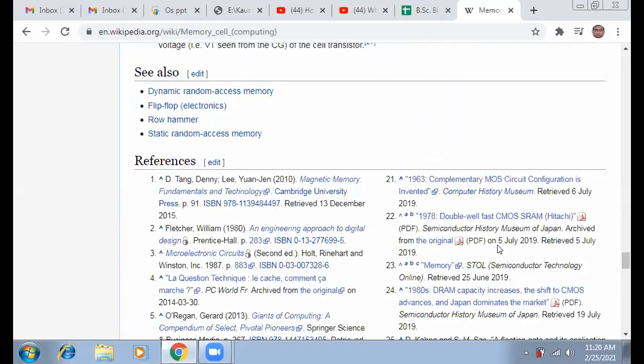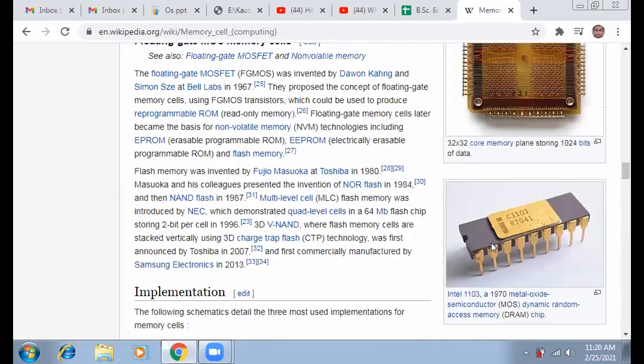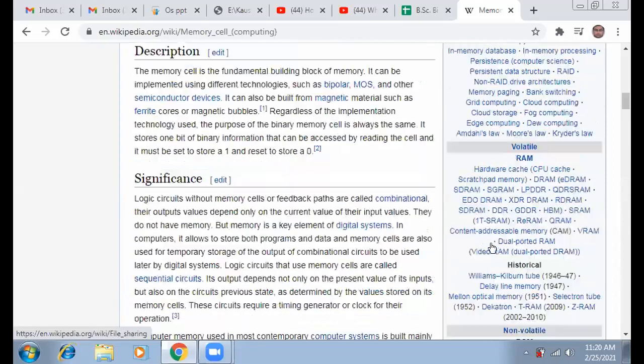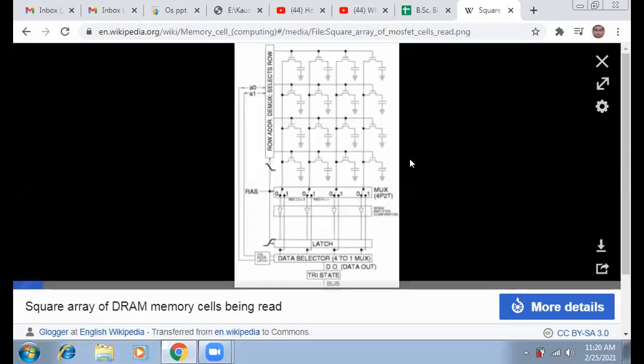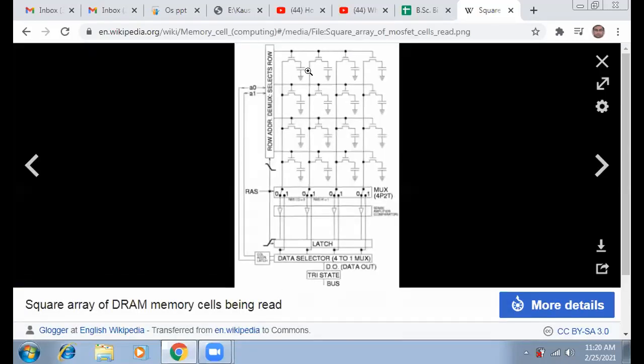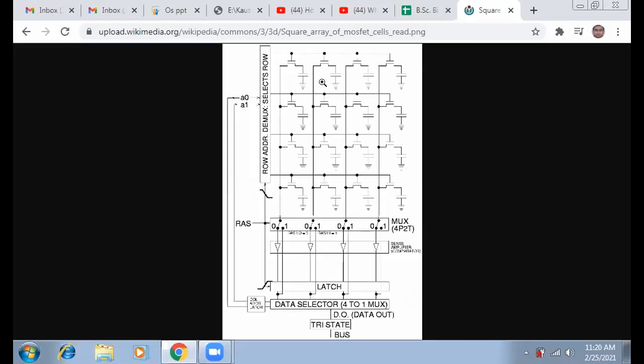And dynamic RAM generally consists of, this is a picture of a dynamic RAM. This one is a single cell, and this one is another cell. In this whole RAM, how many cells are there? 1, 2, 3, 4, each row has 4 cells. And there are 4 rows. So 4 into 4, total 16 cells are there.